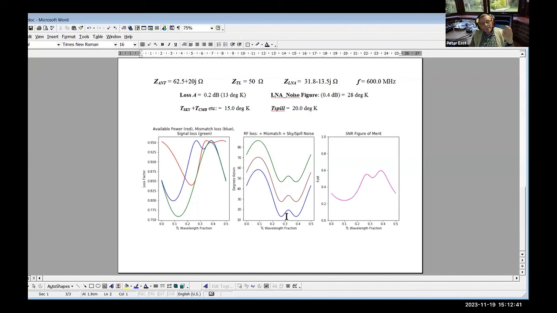The center one tells you the actual degrees Kelvin that the loss gives you. So connecting your amplifier directly with this is the brown curve. The green curve is with spillover loss, the brown curve is with the 0.2 dB Kelvin loss. And so this is the best you can do with no spillover and no other losses. I shouldn't have put those in, they're a bit confusing.